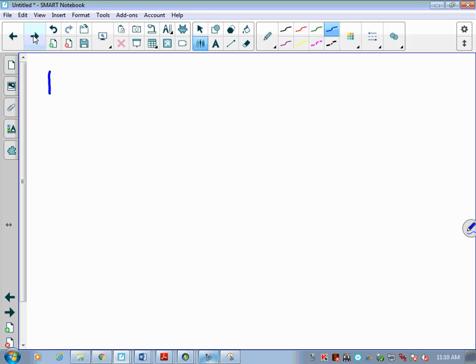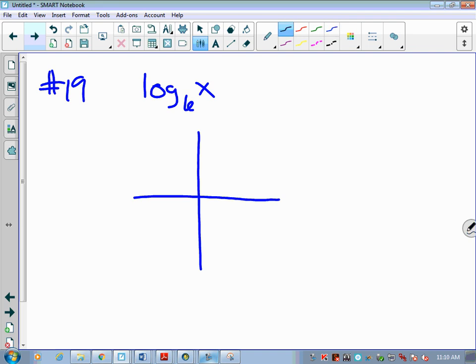Number 19. Sketch the graph of log base 6 of x. You're going to wind up with something that should look, I believe, like that. Let me look at a table of values. The locations where you need coordinates are at 1, 0 and 6, 1.